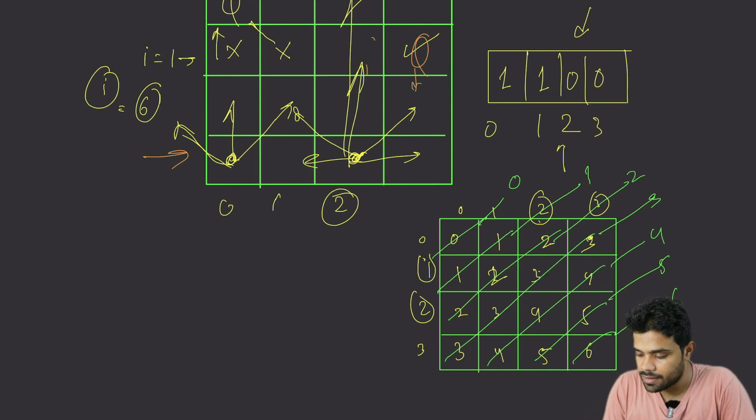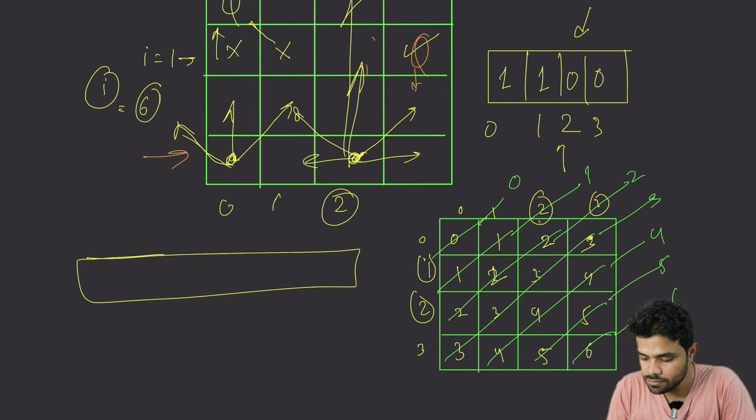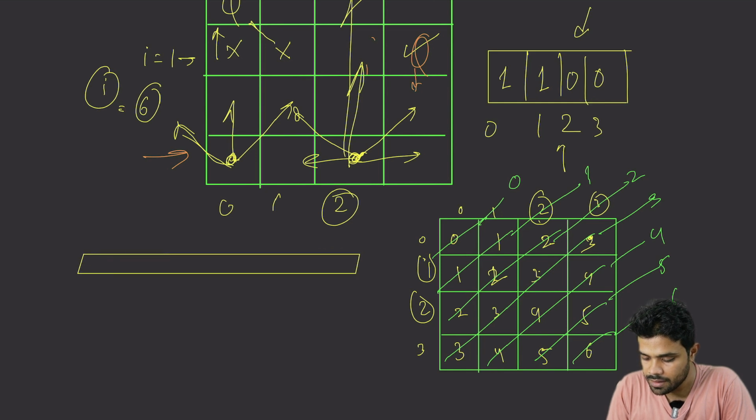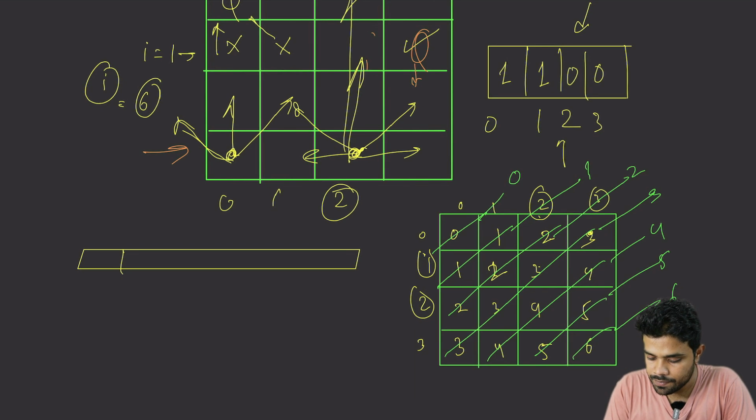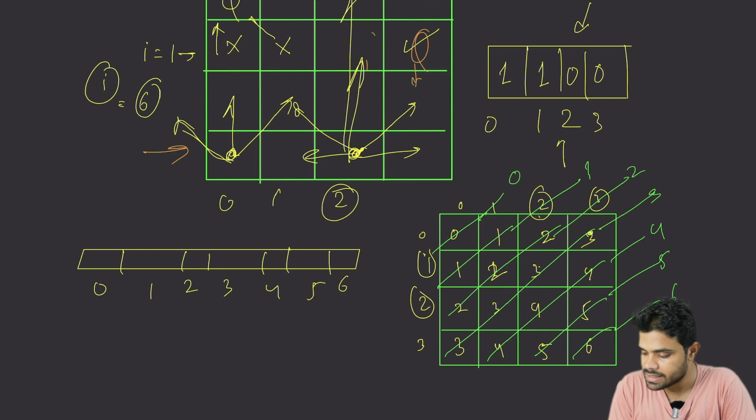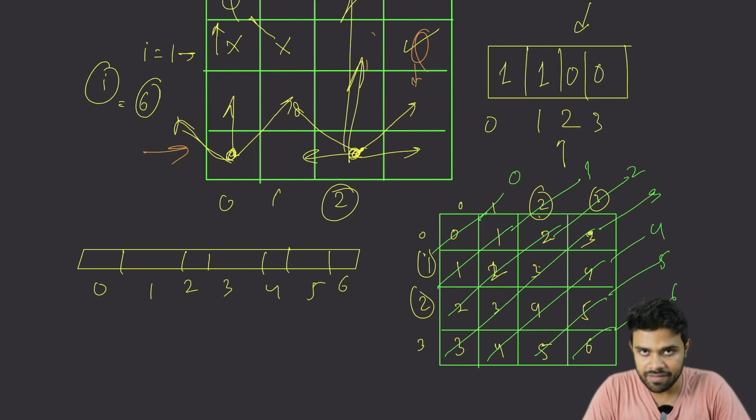So we will have an array of size 0, 1, 2, 3, 4, 5, 6, right? An array of size 7. All right. So basically, if anything is there on the diagonal which is denoted by 0, we'll simply mark 1 there.